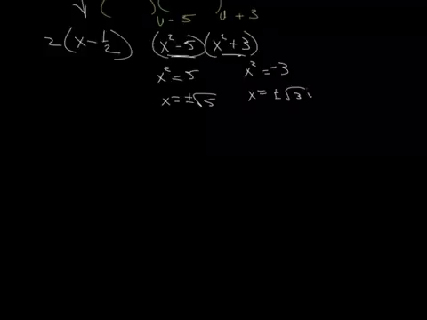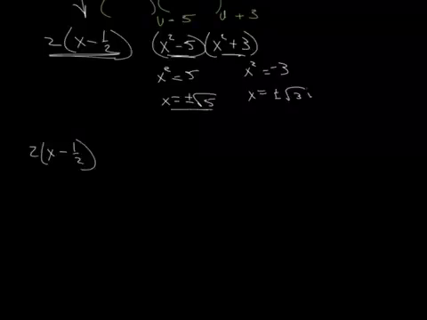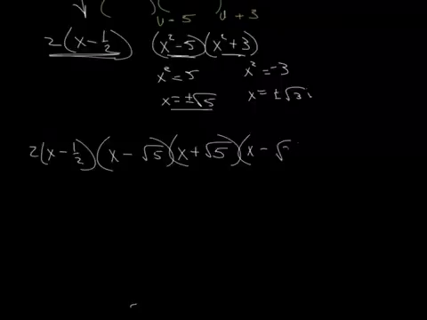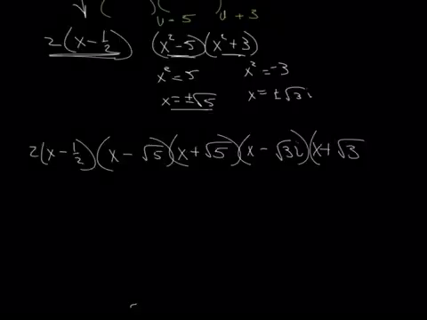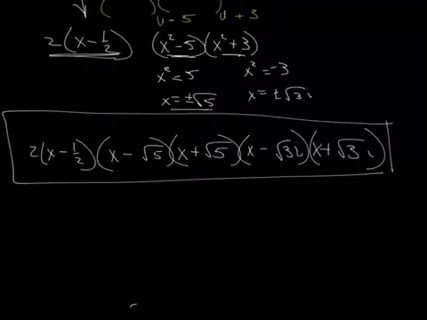Alright, so, I've got those two. So, 2x minus 1/2. Now I need to write these as factors. x minus the square root of 5, x plus the square root of 5, x minus the square root of 3i, and x plus the square root of 3i. There is my linear factors. That's where it crosses the x-axis.